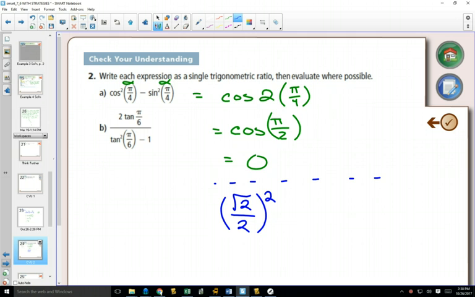And if sine of pi over 4 is root 2 over 2, then sine squared of pi over 4 would be root 2 over 2 times root 2 over 2, or root 2 over 2 squared. And if you subtracted those, you would get 0.